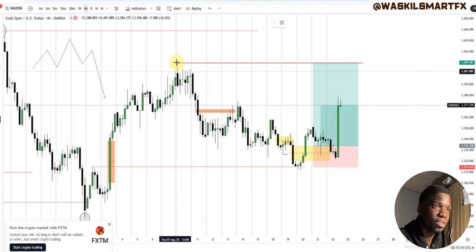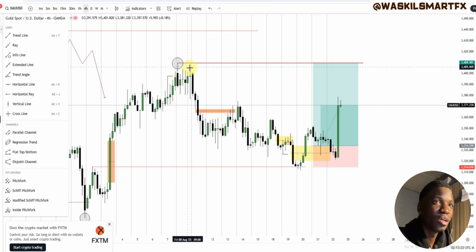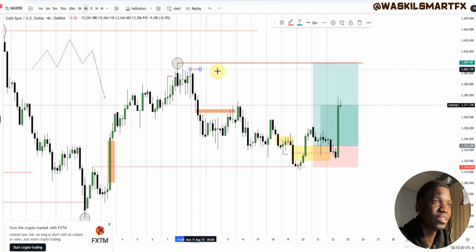So we have another intermediate time high here. So that's the reason why I'm using this as my draw on liquidity, because you can see it here. We have a high here or a high here, and also a high. So we have a swing high here. We have a swing high here, and also have a swing high here at the right of it. So that's an intermediate time high.